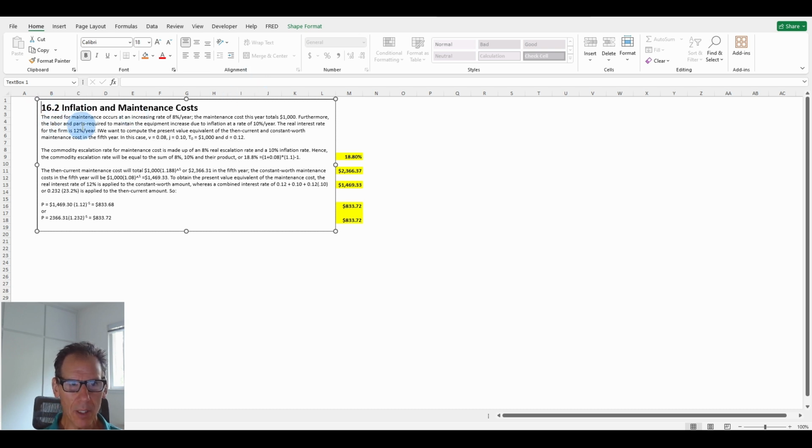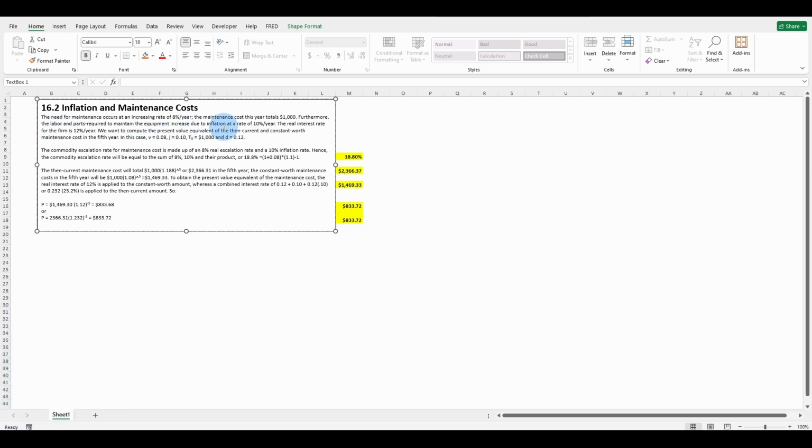The need for maintenance occurs at an increasing rate of 8% per year. The maintenance cost this year totals $1,000. Furthermore, the labor and parts required to maintain the equipment increase due to inflation at a rate of 10% per year. The real interest rate for the firm is 12% a year.